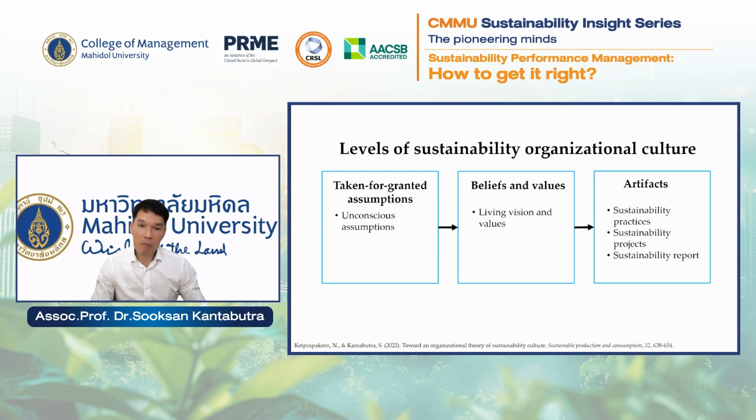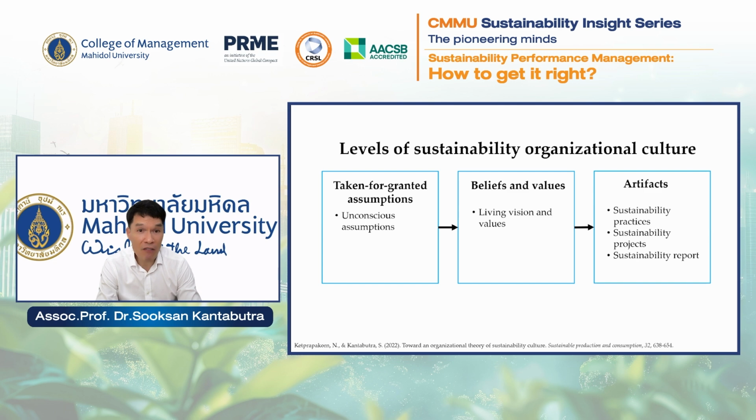right? The more common one that I see, at least from my study, is the level of belief and value. Okay, this is when we talk about vision statement and value. So this is the belief and value, meaning that you believe in the same direction, sustainability direction that is, and also the value that is supportive to that direction. Okay, and then the last one is the artifact. Artifact means something that you see, you can observe as part of the culture, such as sustainability practices, sustainability projects, sustainability reporting, and all that.